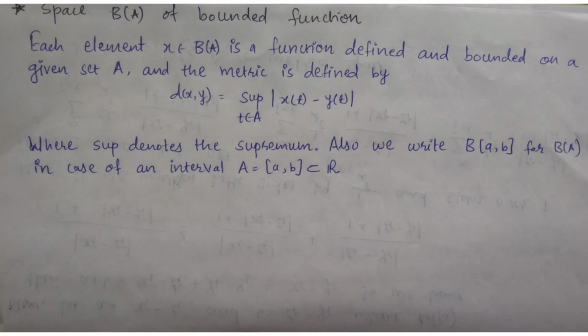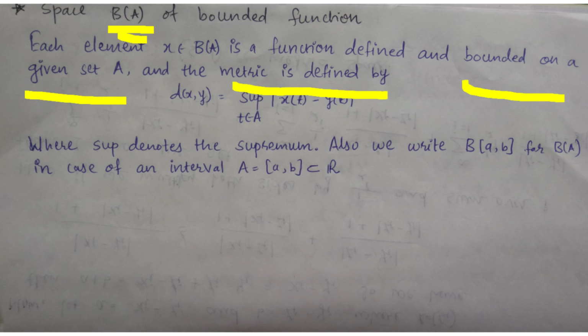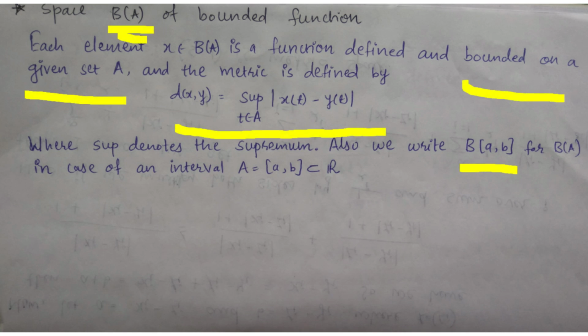So the next example is the space of bounded functions, which we denote by B of A. In this space, all elements are functions. Which type of function? Functions bounded on a given set A. The metric on this set is defined by d of x, y equal to the supremum of modulus of x of t minus y of t, for t belonging to A. And we know that sup denotes the supremum. We also write this space as B of closed interval [a, b], where A is a subset of the real numbers R, and here A is equal to the closed interval [a, b].